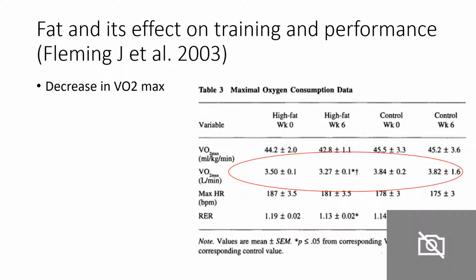Now, taking a look at the results from the study, we found a decrease in the VO2 max in the high-fat, moderate protein diet group, which, as you can see by the highlighted section of data, was a decrease from 3.5 liters per minute to about 3.27 liters per minute, and this was found to be a significant difference in VO2 max.